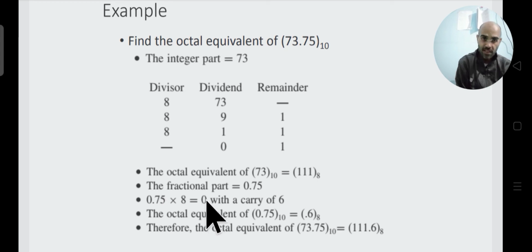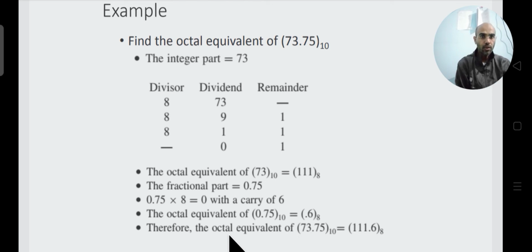But in this case, the fractional part becomes 0 in the very first step, so there is no need to multiply it. Even if you multiply, it will become 0, because 0 into 8 will be 0 again. So that's why we stop. The octal equivalent of 0.75 will therefore be 0.6 in base 8.